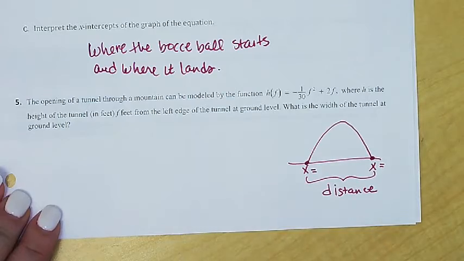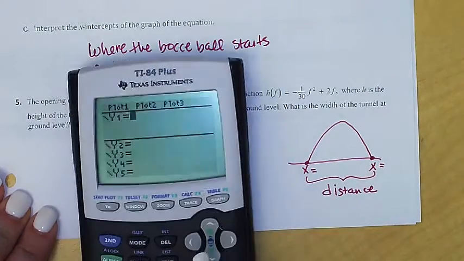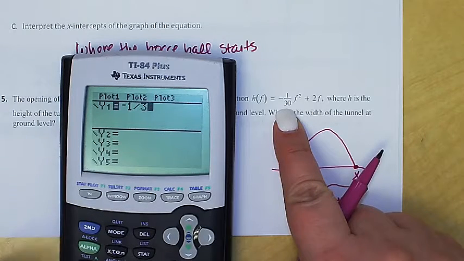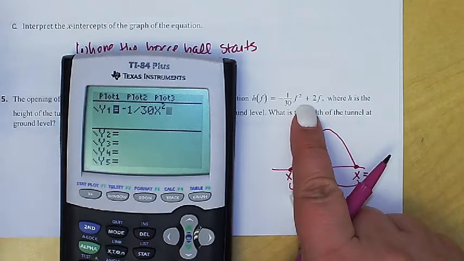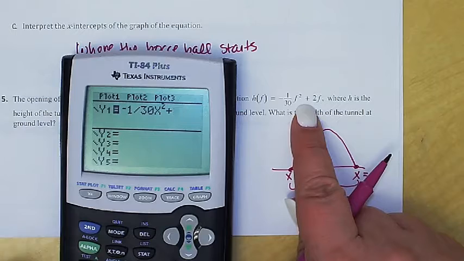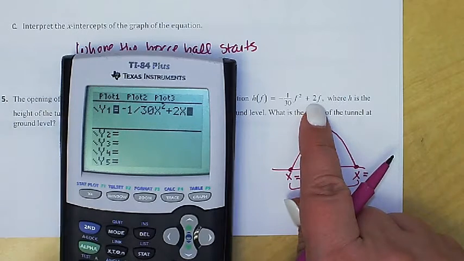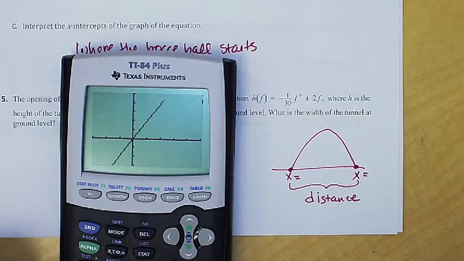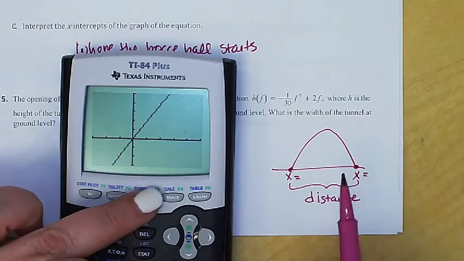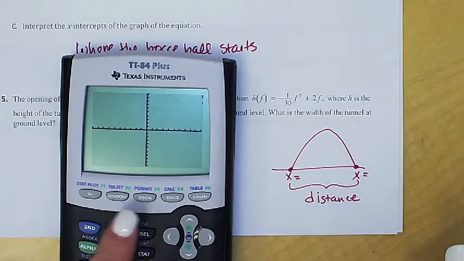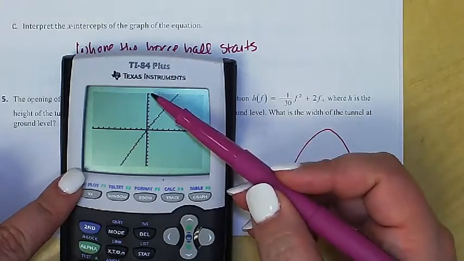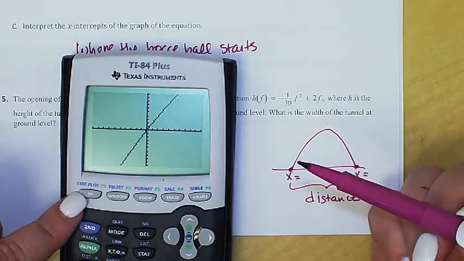So let's go ahead and enter that in our calculator. This is our function here: negative 1/30 x squared. I know it's f, but we're going to use x for the calculator's purposes, and then plus 2x. Let's go ahead and graph that. I might need to adjust my window for sure. So let's go to a standard window. We're going to go zoom 6, which gets us back to negative 10 to 10, negative 10 to 10. This definitely still isn't even close.